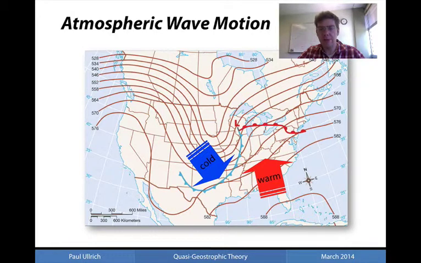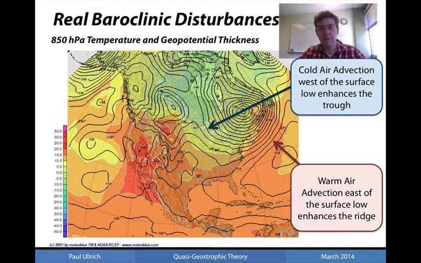So looking at this on a map from above, you'll notice that the trough region associated with the geopotential wave is typically associated with cold air advection, whereas the ridge associated with the geopotential wave is associated with warm air advection, where the kinked low is then located roughly halfway along the wave. So cold air advection to the west of the surface low will have a tendency to enhance the trough, whereas warm air advection east of the surface low has a tendency to enhance the ridge.